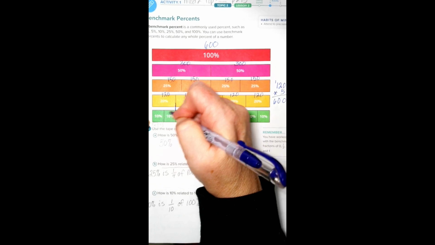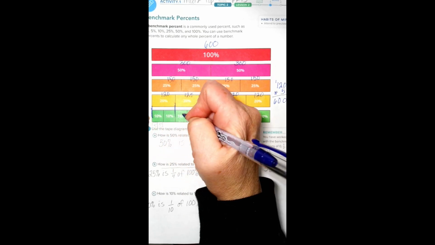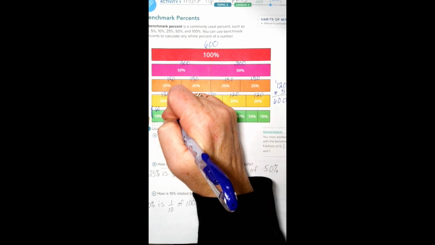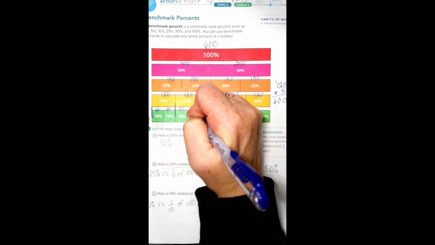600. I'm going to multiply that right here just to check it. 5 times 0 is 0. 5 times 2 is 10. Put down a 0, carry a 1. 5 times 1 is 5, plus 1 is 6. So that is correct. It is 600. So each of these 20% is 120. Now this one does line up, so I know from here to here is 120, so each of these 10% will be 60.